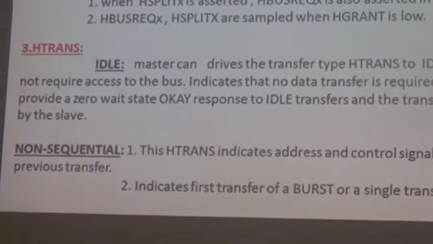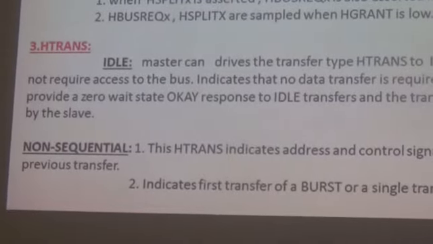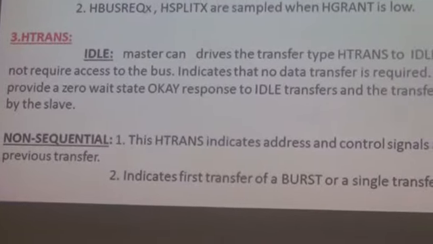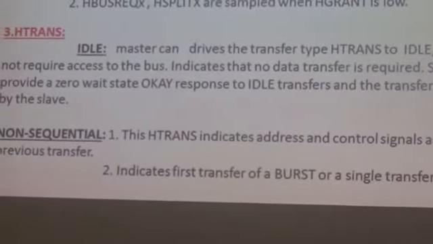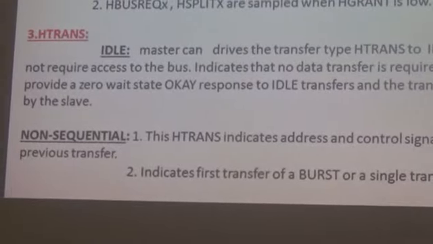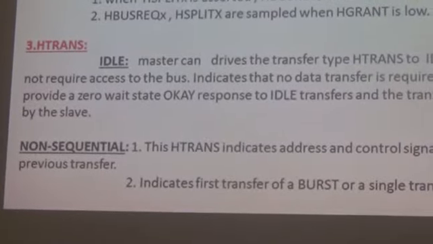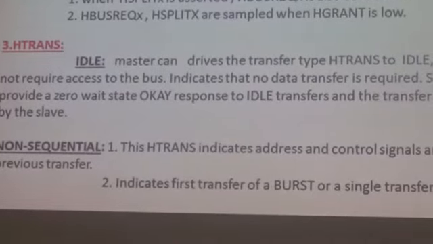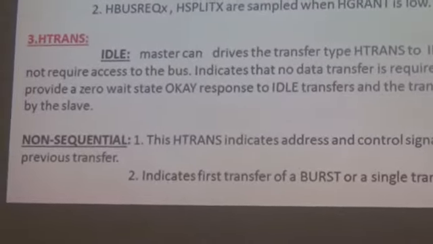The other is the non-sequential transfer. In this, HTRANS indicates that the address and the control signals are unrelated to the previous transfer. That means it indicates the first transfer of a burst or a single transfer. That is non-sequential. Next slide we will come to know about sequential transfer.